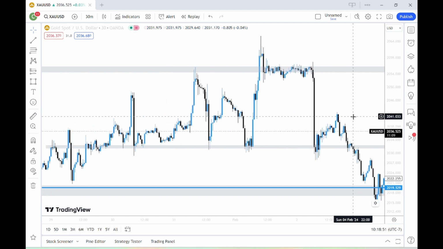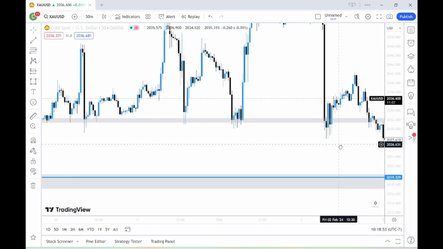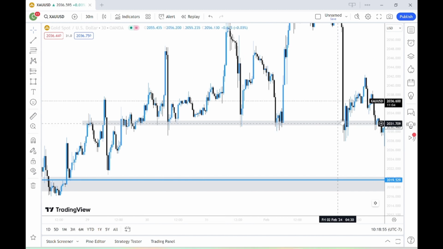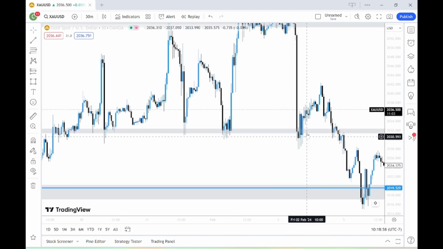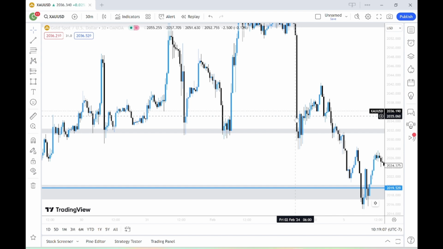And again, when we come down here, back into this level, maybe we go a little bit below it, and then it's a little choppy. Nothing is going to be perfect 100% of the time. Nothing's going to work 100% of the time, okay?